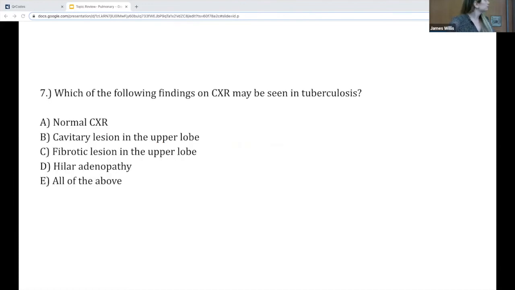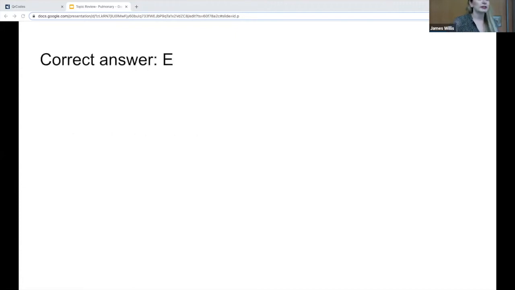Okay, next question. Which of the following findings on chest X-ray may be seen in tuberculosis? Yeah, good. So E, any of the above findings can be seen on chest X-ray. It really depends on the patient's immune status. Just to go over TB basics. So the risk of TB is highest in immigrants from high prevalent countries like India, Indonesia, China, being HIV positive, being homeless, history of alcohol abuse, illicit drug use, incarceration, or patients who are in nursing homes.